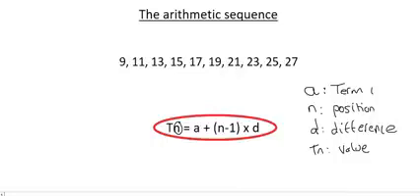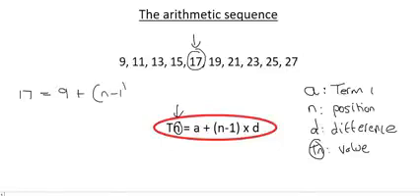The formula could also be used in reverse. For example, let's say we know that we have a term 17, but we don't know what position it is at. So we use the formula and we fill in the T value. Remember, the T stands for the value. So the value is 17, but we don't know the position. Obviously we can see that the position is 5, but we're trying to see if the formula actually works. So 17 is equal to A, which is 9, plus N we don't know, and then D is 2.